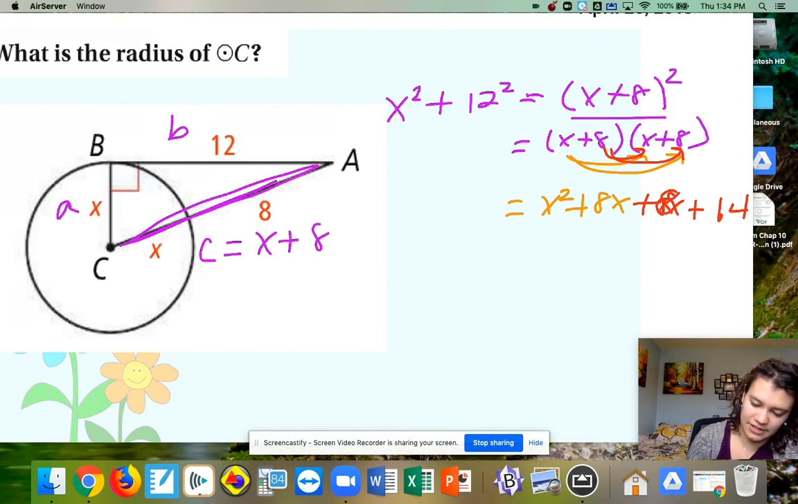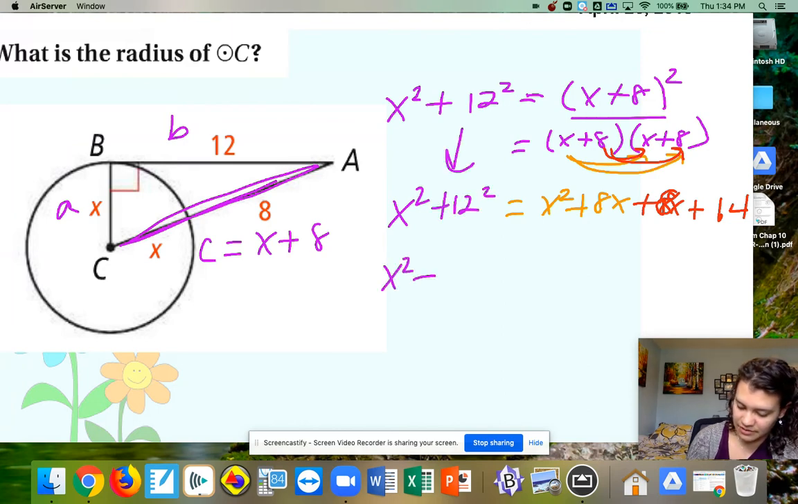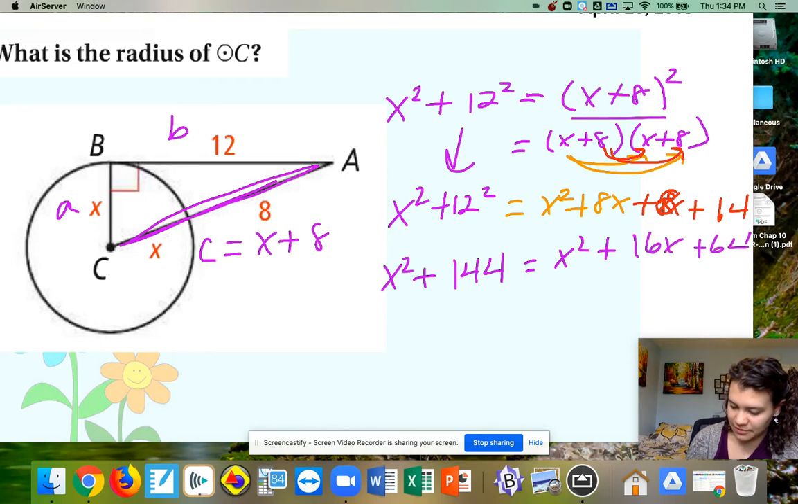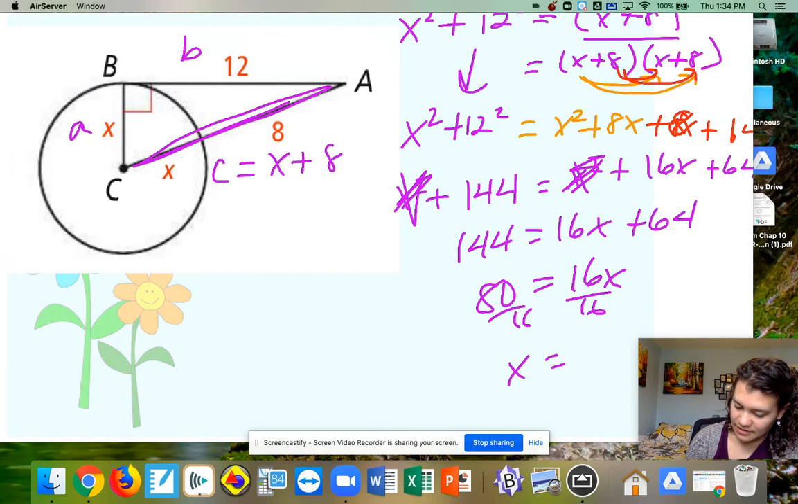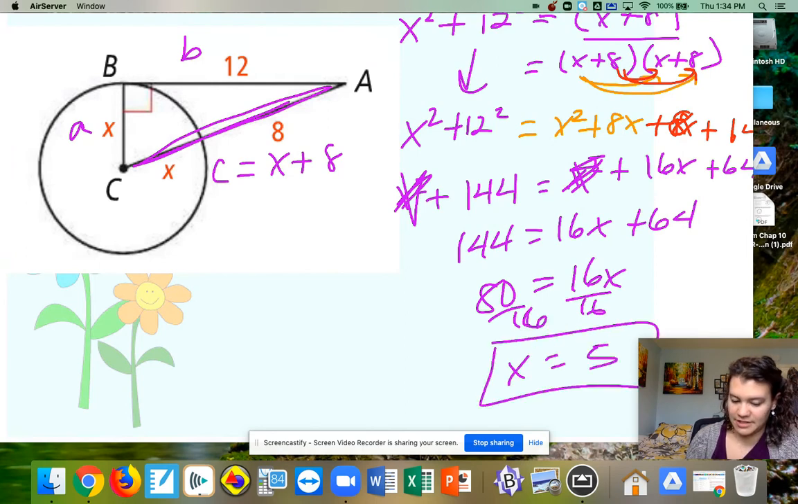And then the other side just stays the same. So we have x squared plus 12 squared on this side. So you get x squared plus 144 equals x squared plus 16x plus 64. So then these x squares are going to cancel because they're both on the same side. And then we have 144 equals 16x plus 64. Subtract the 64 and you get 80 equals 16x. Divide by 16 and x equals 5. So a little bit more complicated solving, but you set it up the same way.